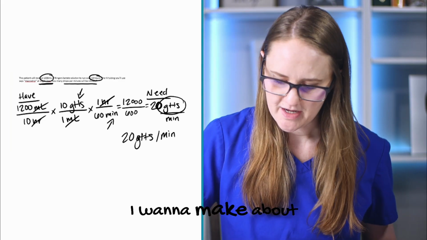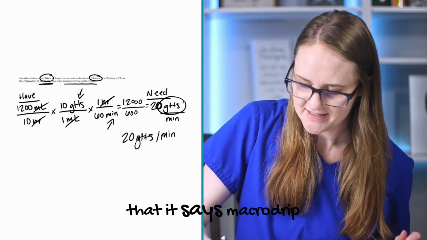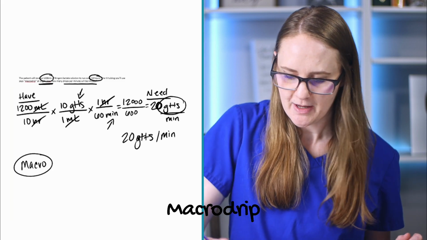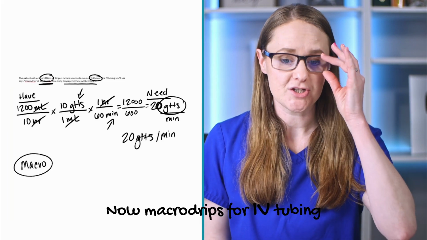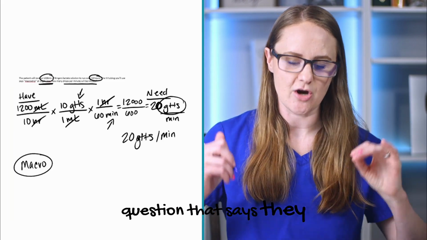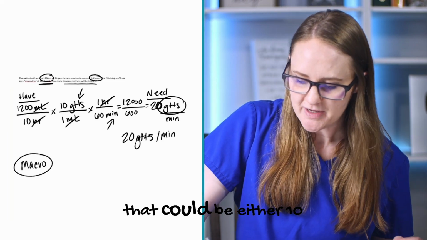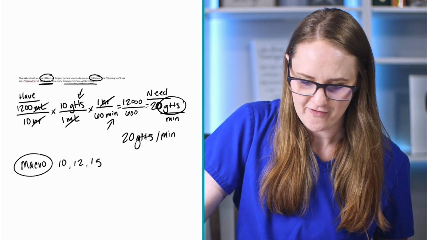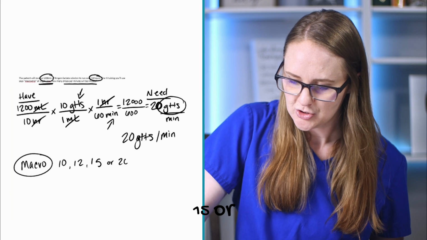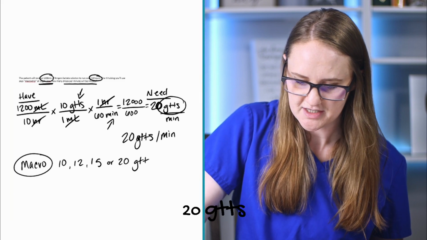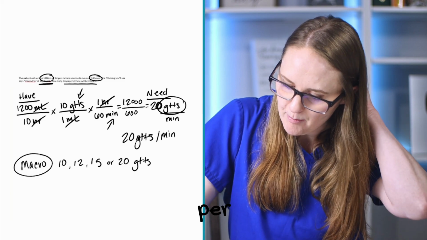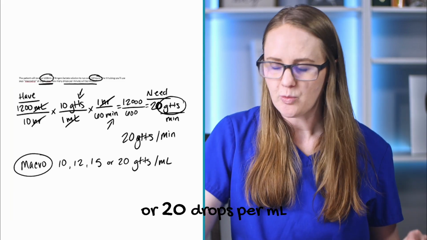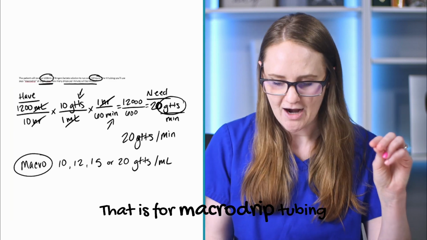Now, a note that I want to make about this question here is that it says macro drip. Macro, okay? Macro drip. Now, macro drips for IV tubing, when you get a question that says they are using macro drip tubing, that could be either 10, 12, 15, or 20 GTTS, okay, per mil. So 10, 12, 15, or 20 drops per mil. That is for macro drip tubing.